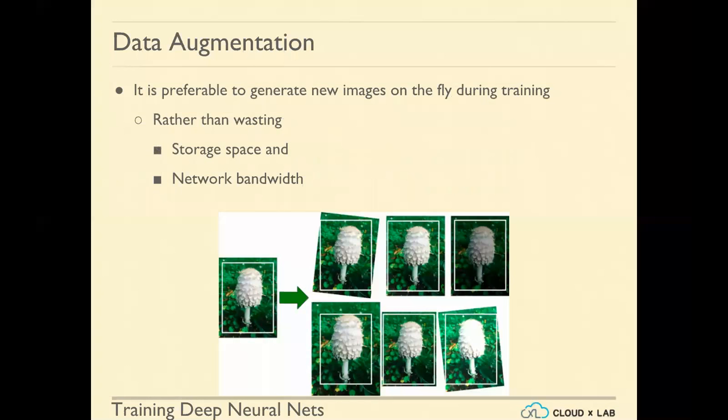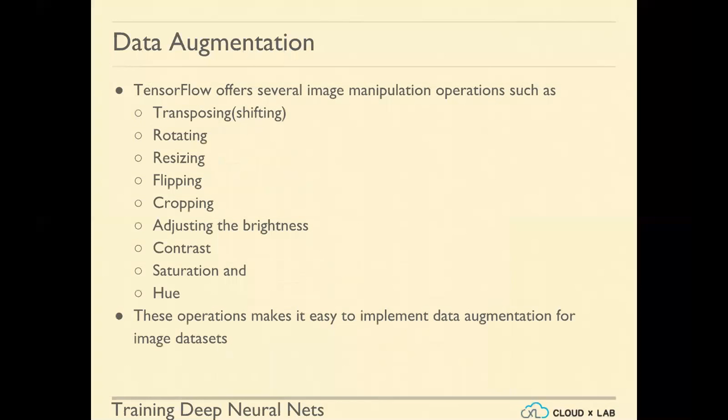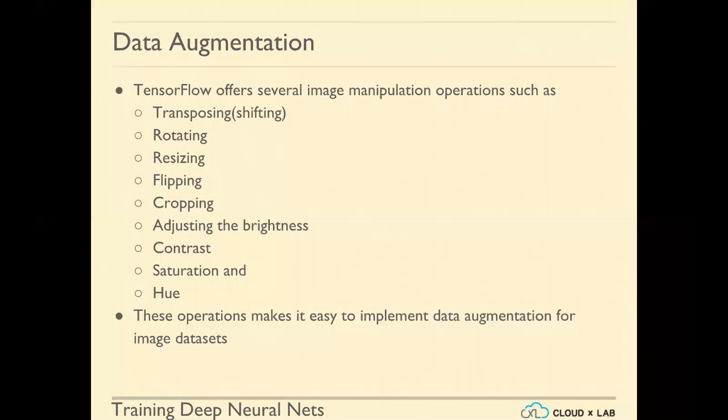It is preferable to generate new images on the fly during training rather than wasting storage space and network bandwidth. TensorFlow offers many functions for image manipulations, such as transposing, rotating, resizing, flipping, cropping, adjusting the brightness, contrast, saturation, and hue. There are many functions provided by TensorFlow, and of course you can use any other library as well. These operations make it easy to implement data augmentation for image datasets. All right. So that was pretty much about data augmentation. I hope data augmentation is clear to everyone.